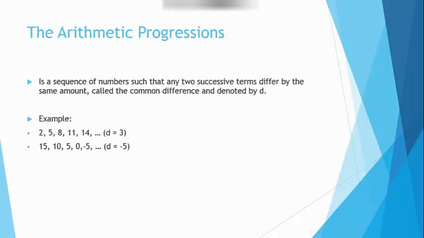An arithmetic progression is a sequence of numbers such that any two successive terms differ by the same amount, called the common difference, which is denoted by d. Example: 2, 5, 8, 11, 14 is a sequence which has a difference of 3 for each term. If you consider the next sequence 15, 10, 5, 0, -5, the difference is -5.